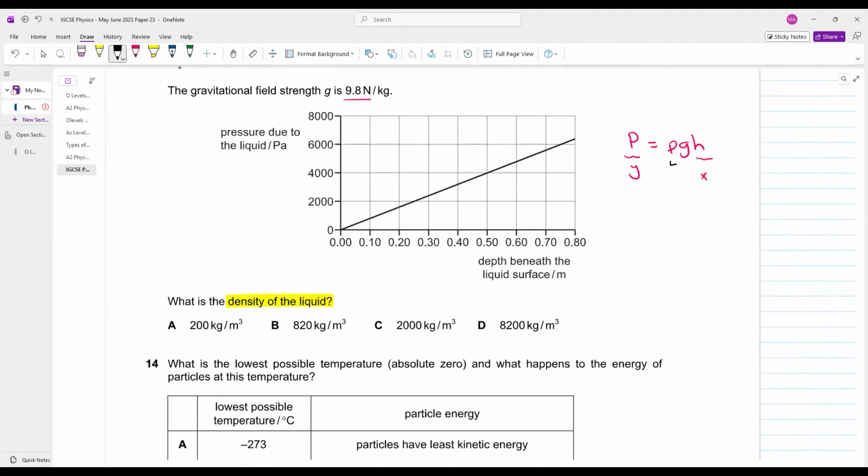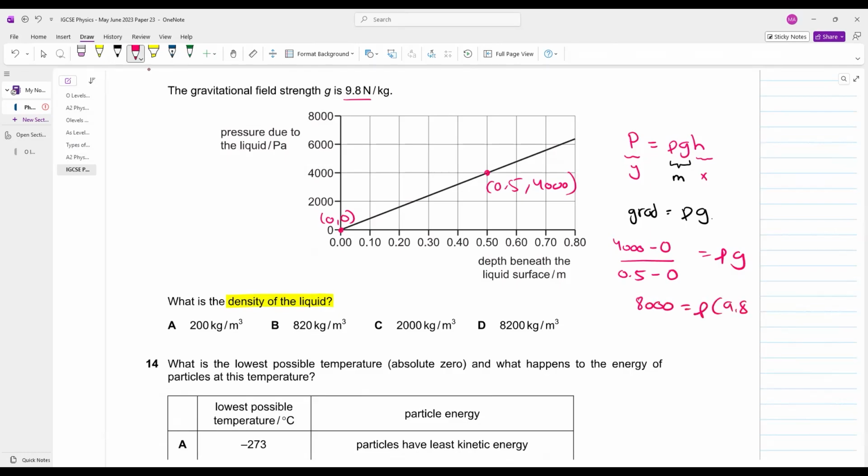The gradient of this graph is equal to what? Density into gravitational field strength. Beta, the gradient of this graph is equal to density into gravitational field strength. Can we calculate the gradient? Yes. This point is 1.0, 0. What will the other point be? 0.5, 4000. Can you calculate the gradient? Yes. 4000 minus 0 over 0.5 minus 0 is equal to density into gravitational field strength. This comes out to be 8000, equal to density into 9.81.